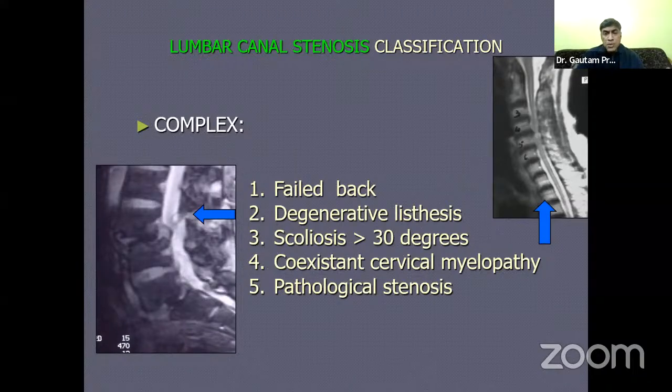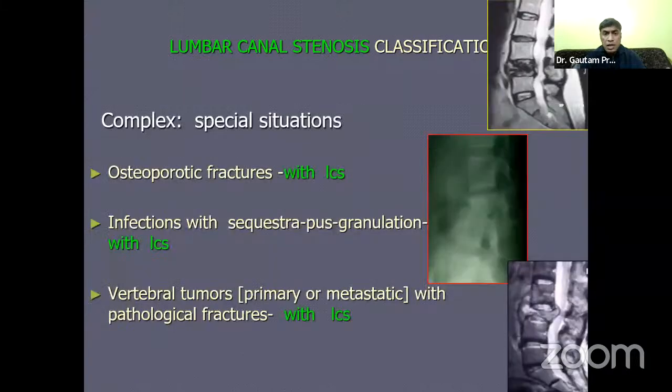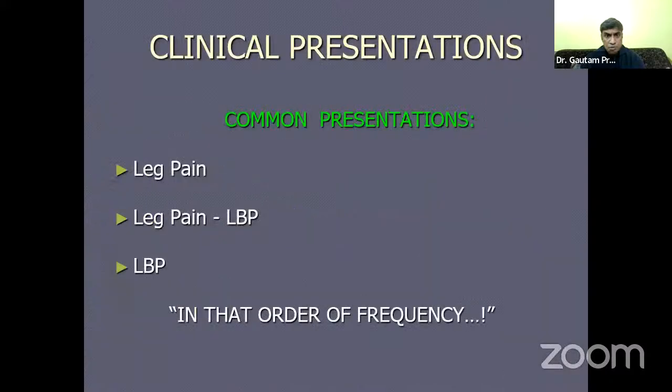A lumbar canal stenosis may coexist with a cervical stenosis, or there can be some pathological stenosis, like in a situation where there is an osteoporotic fracture in which the fractured segment retropulses a fragment that causes stenosis of the cauda, or there is an infection like tuberculosis in which there can be instability, there can be pus, there can be granulation tissue, which in combination of one or more of these things can lead to canal stenosis. Similarly, a tumor can lead to stenotic symptoms.